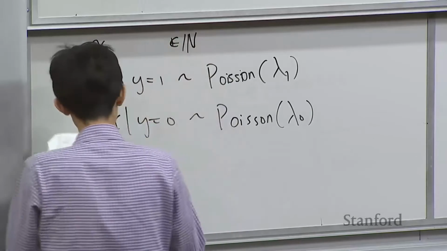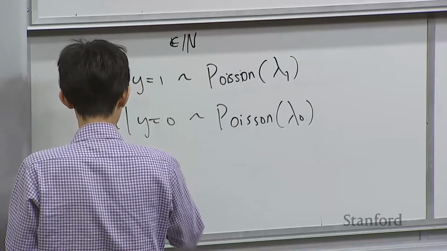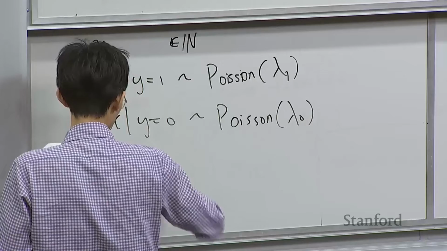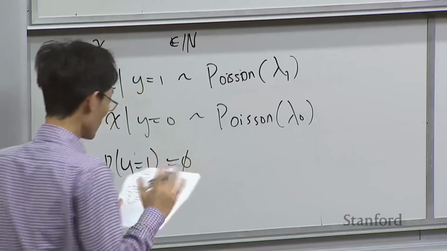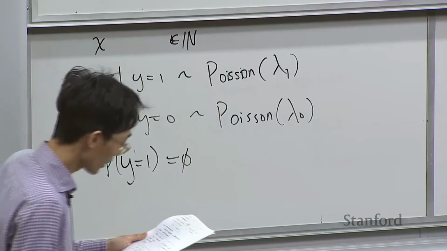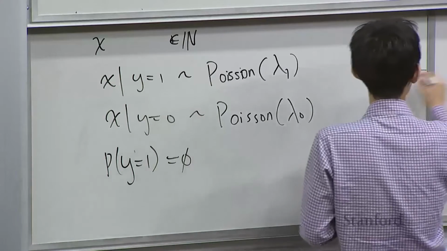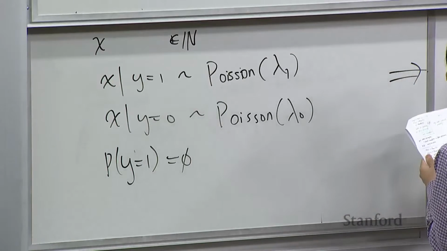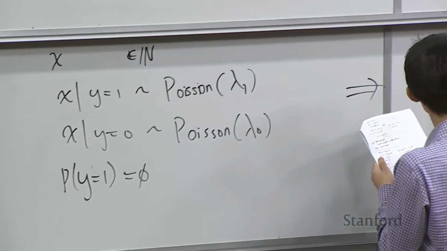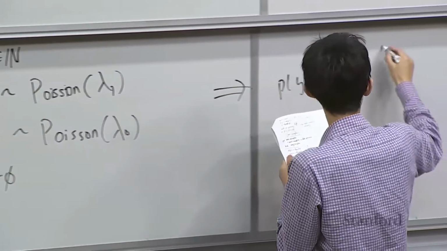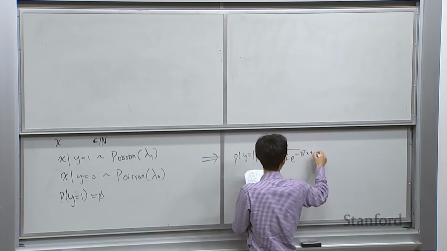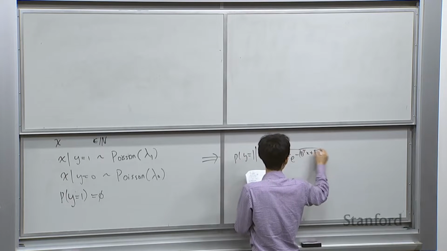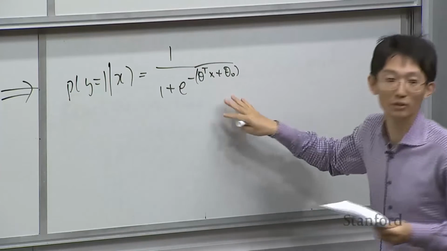And then you still have p of y is 1 equals phi. So you change your assumption, and this actually still implies that p of y given x has this form, 1 over 1 plus e to the minus theta transpose x plus theta 0. So the form still looks similar.